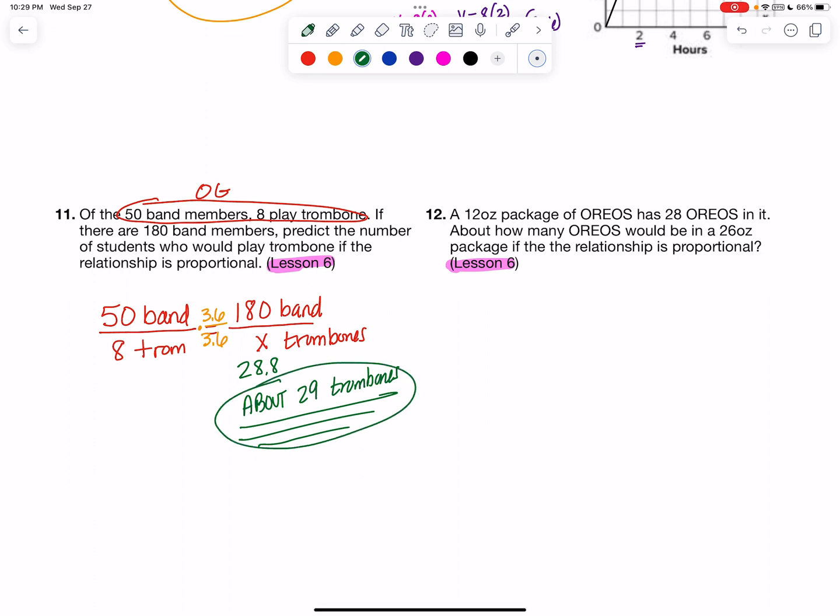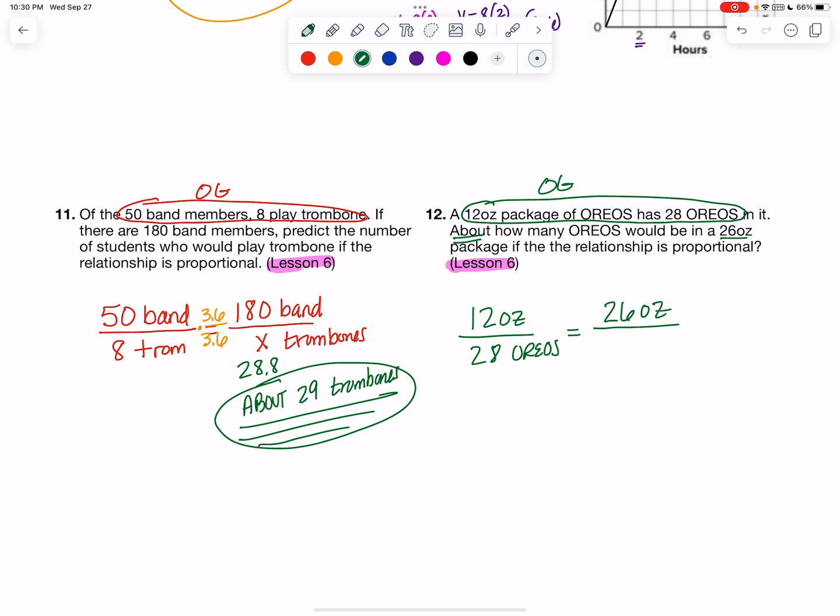Let's look at your last one, number 12, which is also lesson 6, so that's creating a proportion. A 12-ounce package of Oreos has 28 Oreos in it. So I found my original ratio. There's my OG. About how many Oreos would be in a 26-ounce package? So they're asking us to predict again, okay? So let's do 12 oz over 28 Oreos. Set it equal to what we're trying to predict, okay? And we're trying to predict, well, what if there's a 26-ounce package? So I'm going to put that in the numerator with the ounces. And the bottom is my X.